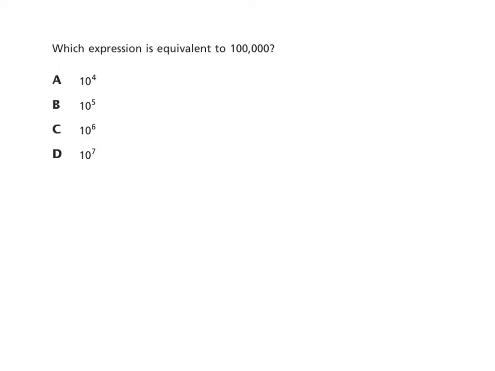Which expression is equivalent to 100,000? Well, all we have to do here is go through these and think about what exponents are, because, for example, 10 to the first equals 10, 10 to the second equals 10 times 10, so we multiply that, and again, I can go 10 to the third is 10 times 10 times 10, and the solutions to this are 10, and that's 100, and this one equals 1,000.